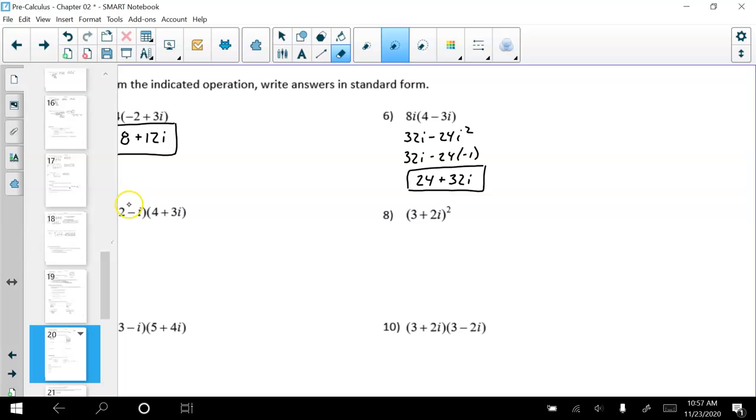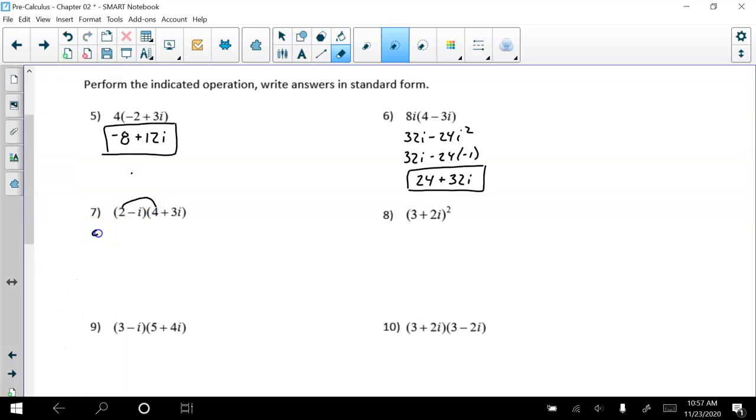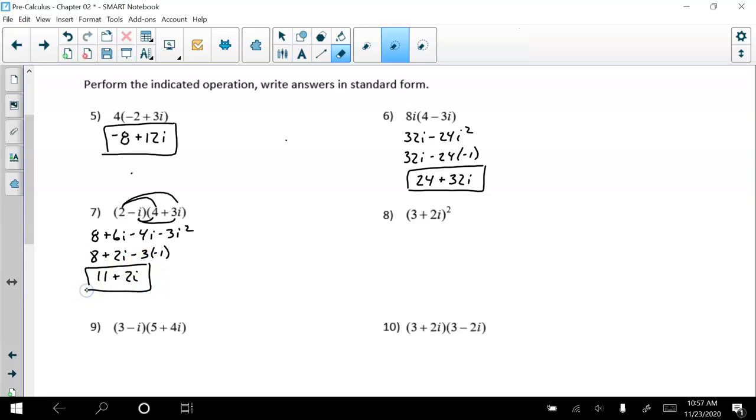Multiplying just like we multiply binomials. 2 times 4 is 8. 2 times 3i is plus 6i. Distribute the -i, -4i, and then -3i squared. Now remember that i squared is -1, so it's 8. Combine the i's, we get plus 2i minus 3 times -1. So -3 times -1 is positive 3 plus 8. So we get 11 plus 2i in the end.